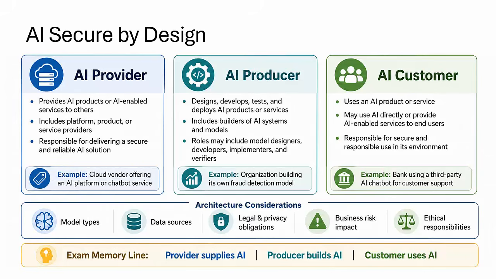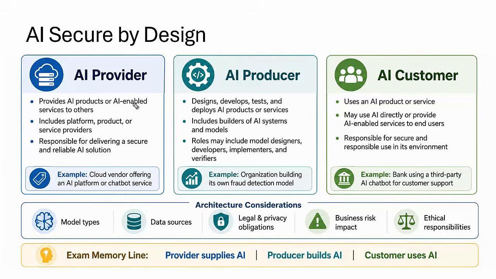Okay. So before we talk about AI secure by design, one thing we need to understand is what the different types of roles mapped with the AI security architecture are. Before applying AI security controls, we need to first understand what my role is. Are we supplying the AI, are we building the AI, or are we using the AI? Because security responsibility changes based on the role.